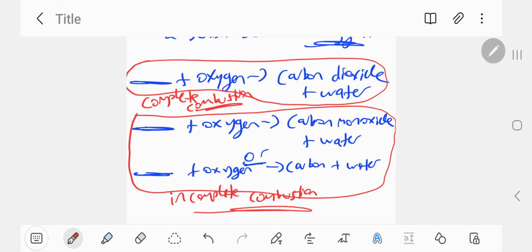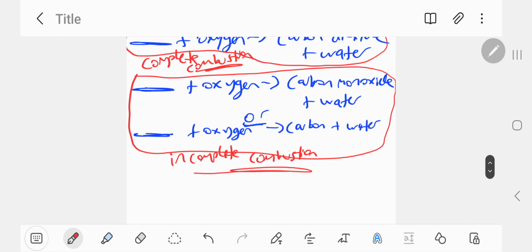Carbon monoxide is highly toxic. It's released by car fumes. And carbon, also known as soot, is a black powdery substance. It's a pollutant as well, and can pollute things like trees in the cities. That's why cities tend to be polluted a lot from carbon emissions.